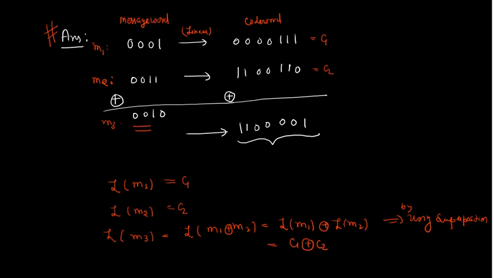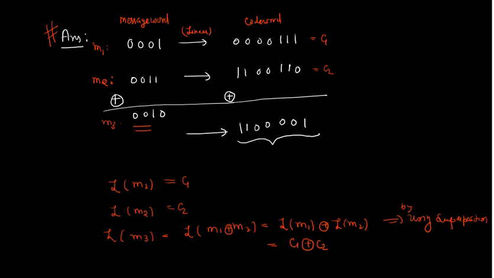So if you observe properly, you will see that M3 is nothing but the addition or XOR of the message words M1 and M2. If we do bitwise XOR of M1 and M2, we will get M3. You can just see 1 XOR 1 is 0, 0 XOR 1 is 1. So M3 is nothing but the XOR or the addition of the message words M1 and M2.